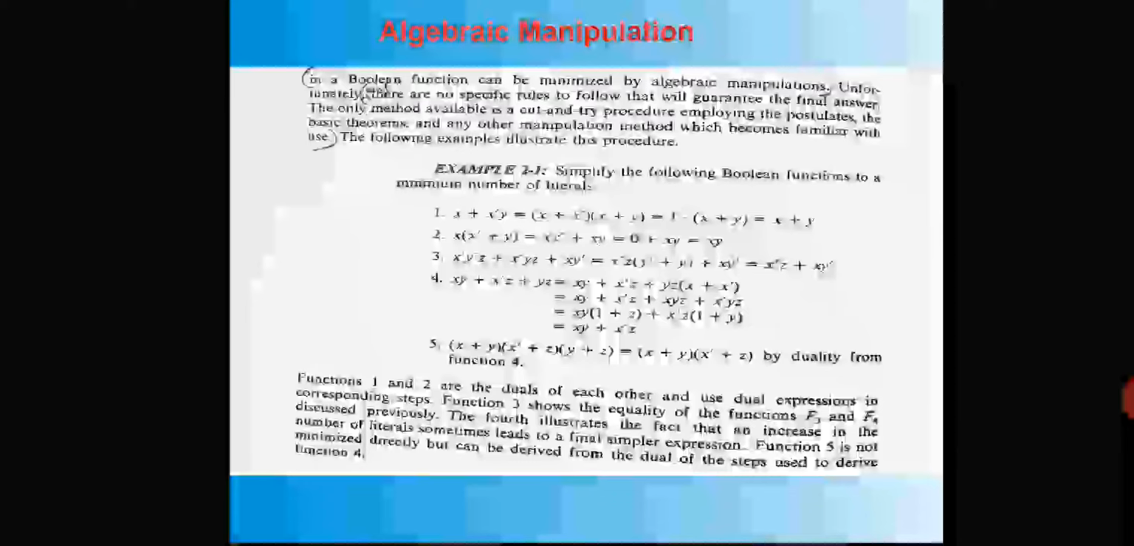One person can use his own postulate or his own idea, and one more student can take his own decisions. Ultimately, the result may vary. I'm not saying it will definitely vary, but it may vary based on the steps taken, because the second student who has taken some other step is also true if it is correct. But the ultimate result may vary. That is the difference. Fine. The only method available is the cut and try procedure, employing the postulates, the basic theorems, and any other manipulation method which becomes familiar with use.